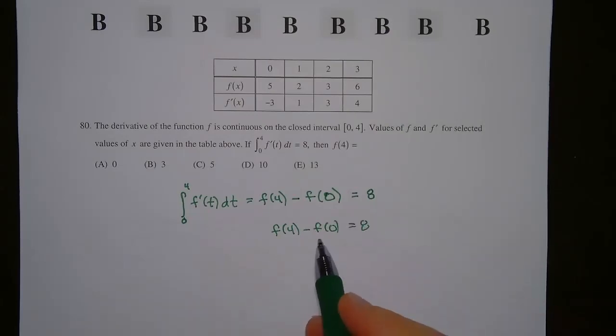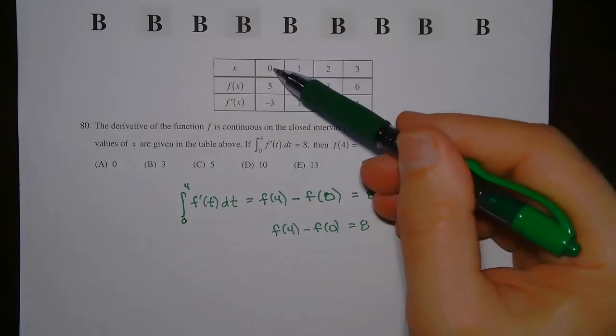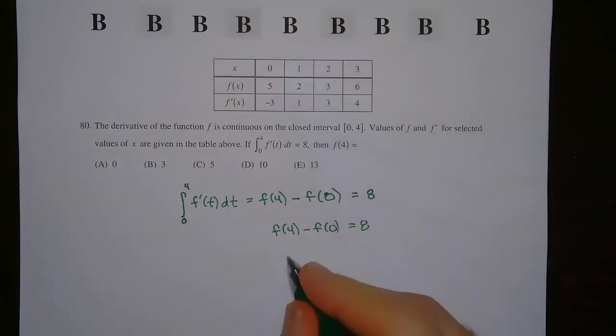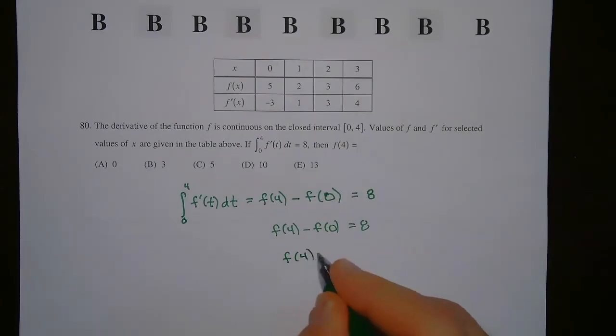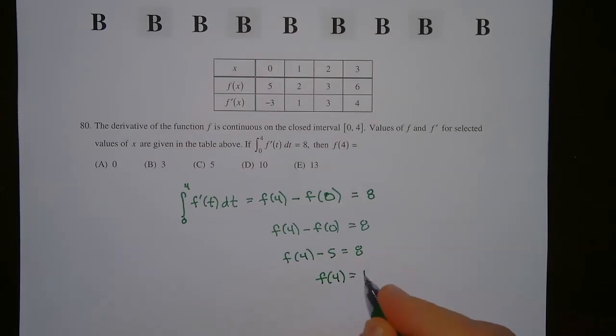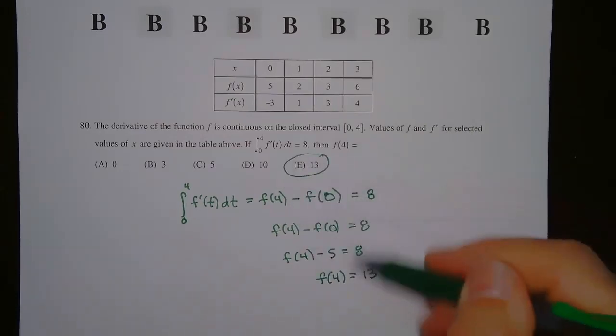And f of 0, we can use the table for that, right? f of 0 is 5. So that means f of 4 minus 5 is equal to 8, which would mean f of 4 is equal to 8 plus 5, which is 13. So the correct answer to 80 is E. And that would be the work that you would want to show on the exam.